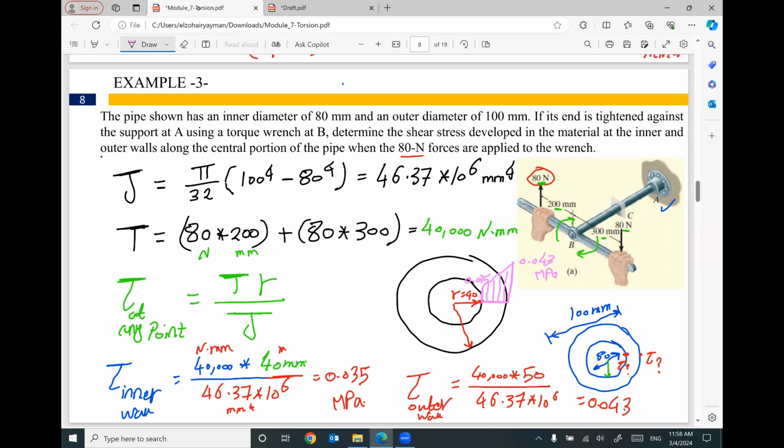So in this example, we learned how to convert the applied force to a torque. Force times distance will give you a torque. Both of them are rotating in the same direction. This is the reason why I added them together.